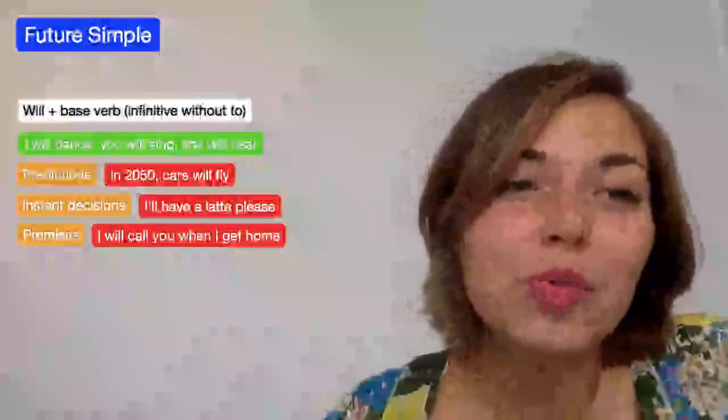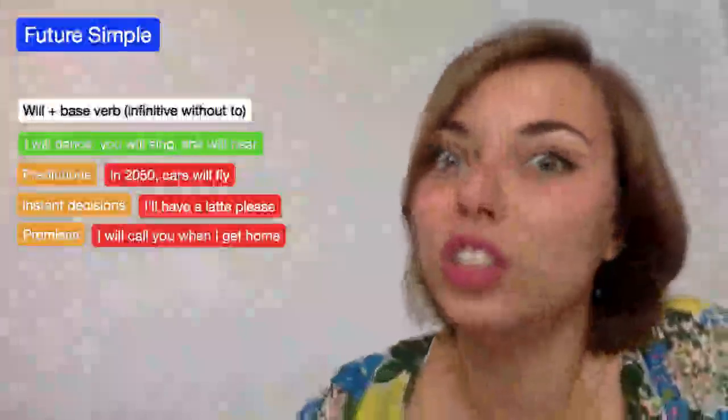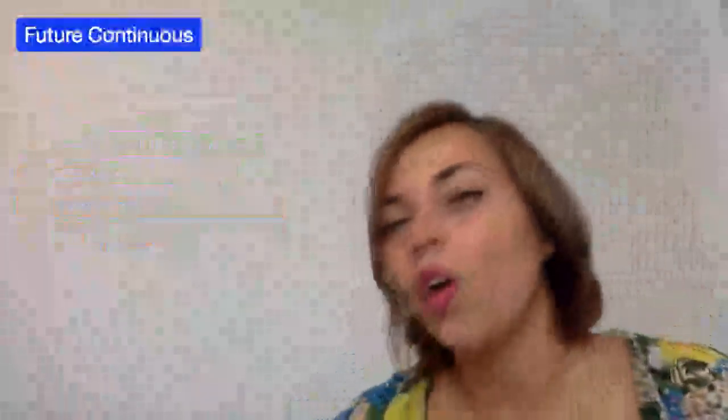All right, guys, so we have some good examples. Let's move on to the future continuous. So, how are we going to form the future continuous? Because we have will already. We already have an auxiliary. And with the future continuous, with continuous aspect, we also need to add be.